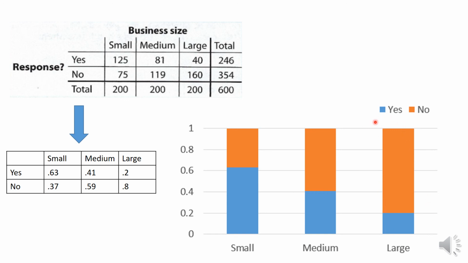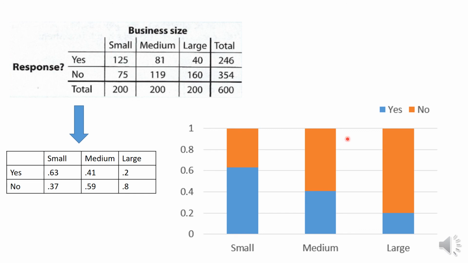Now when we look at this, we can see that there clearly is an association between the size of the business and whether or not they responded to the questionnaire. There's always an association if one of these segmented bars looks very different from one of the other segmented bars. And we can see that each of these three segmented bars look different from each other. For example, the small business segmented bar has a lot more blue in it and a lot less orange in it than do the other two segmented bars.